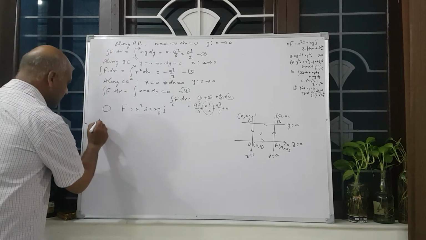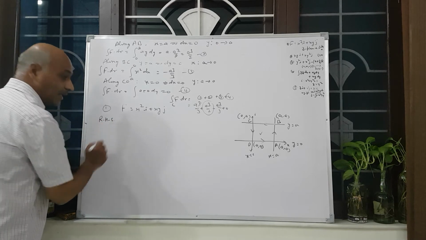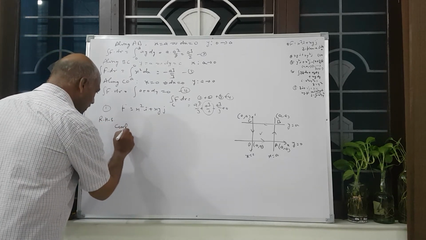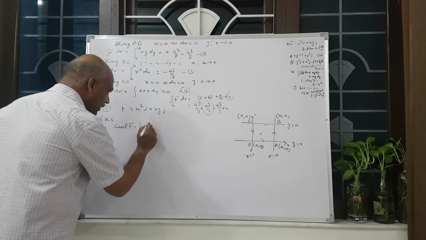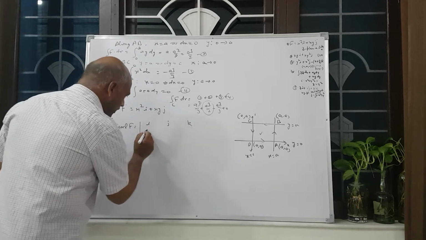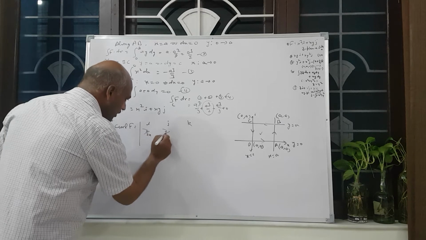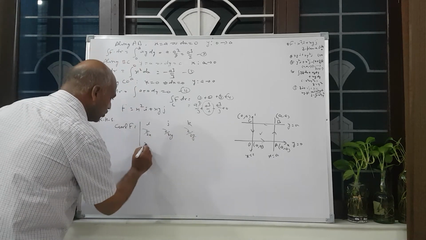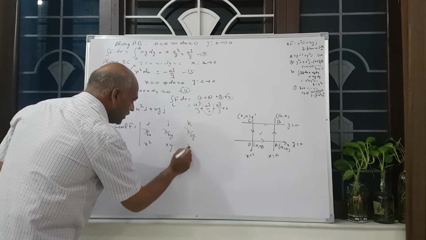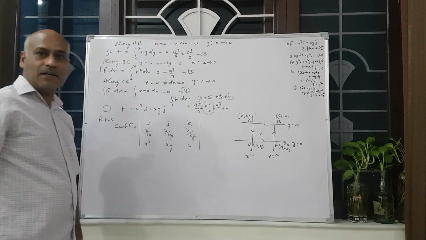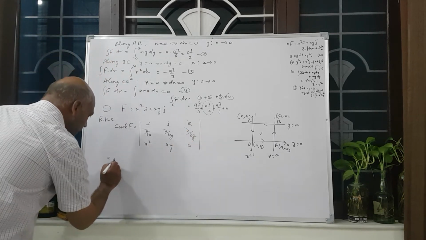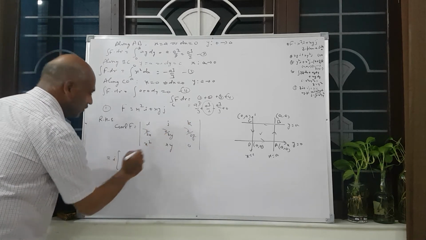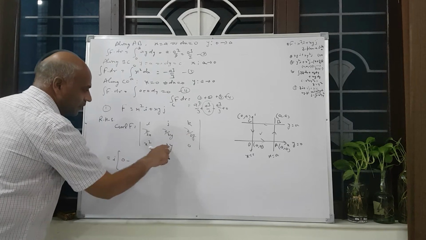Now we find the right-hand side. Find curl F first. Curl F is the determinant with i, j, k, del by del x, del by del y, del by del z, and x square, xy, z. Curl F is i, this and this has gone, 0 minus del by del z.